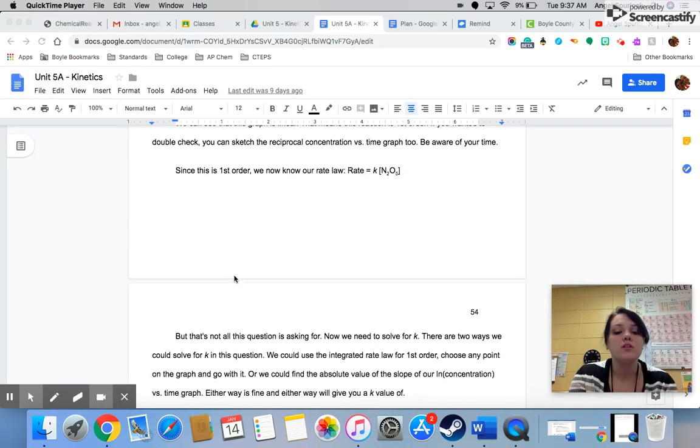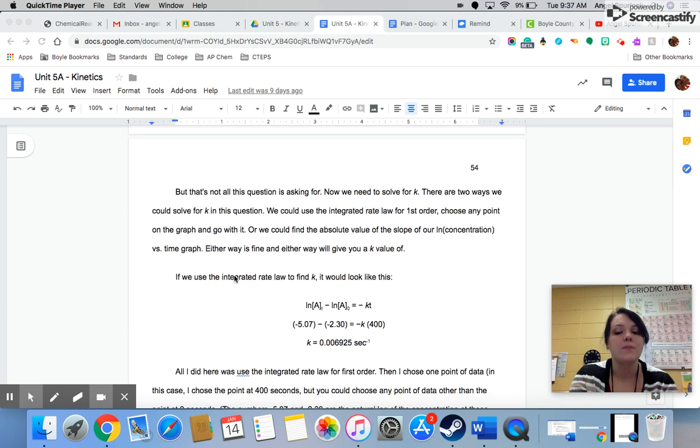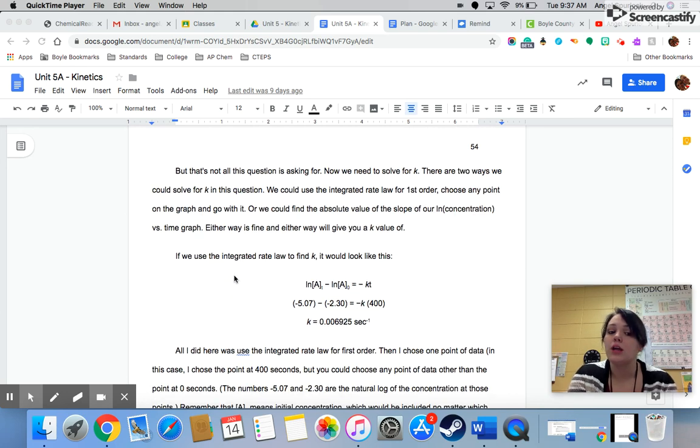Now the second part of this question asks you to solve for K. There are two ways that we could solve for K in this equation. We could use the integrated rate law for first order and choose any point on the graph and go with it.